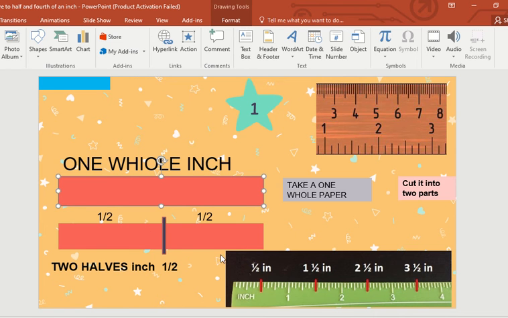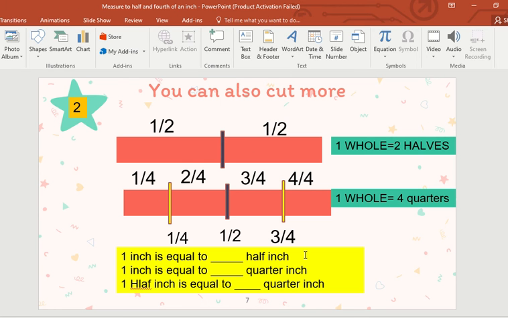Okay, so here I have a question. How many halves make 1 inch? Two. Good.